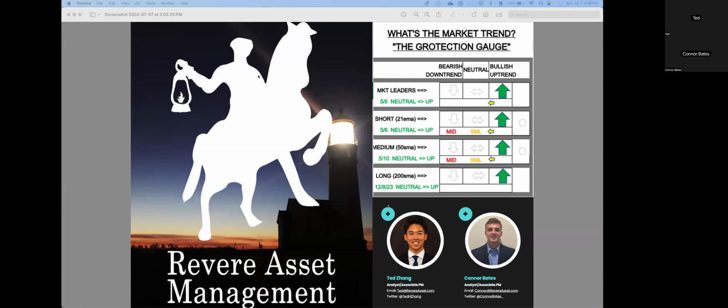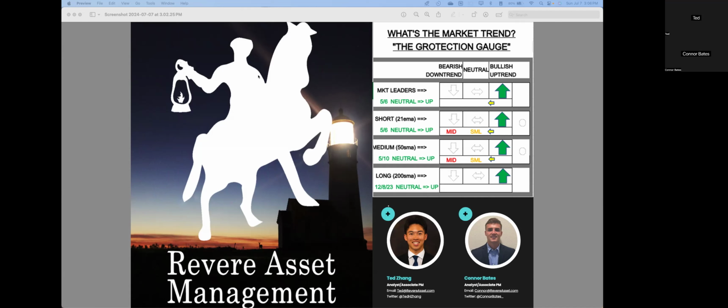So let's just jump right into it, starting with the GROTECTION gauge. Market leaders, we still have in a bullish uptrend. Many, many stocks acting well, mega caps acting extraordinary, and we'll go over that. S&P and Q's new all-time high close on the daily and weekly. So of course we have that bullish short-term trend, medium bullish trend, and the long-term bullish trend as well.